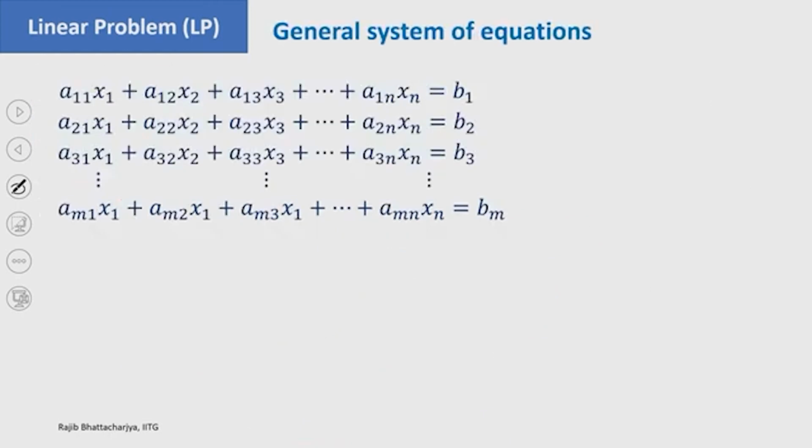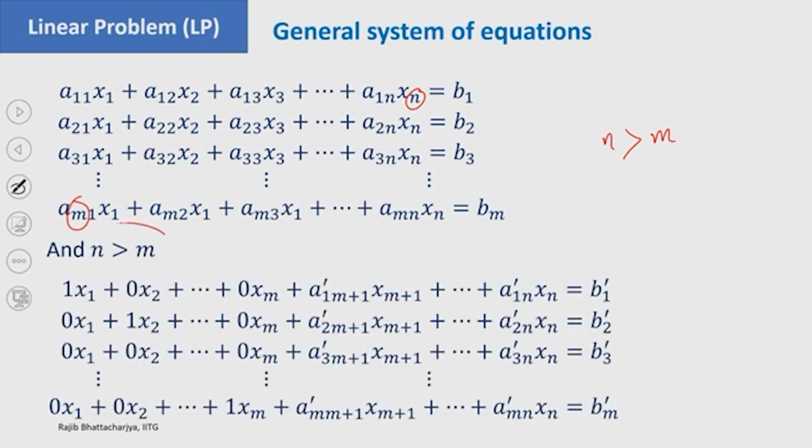Now, if the number of variables is more than the number of equations. In the earlier problem, the number of variables was equal to the number of equations, but in this case the number of variables is more than the number of equations. So we now have n variables and m equations. So what can I do? In this case n is greater than m.